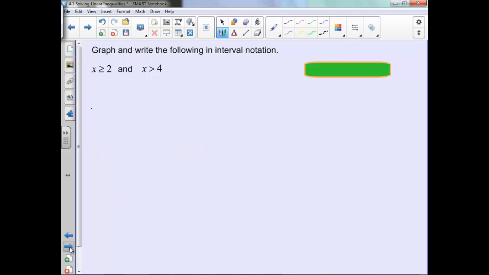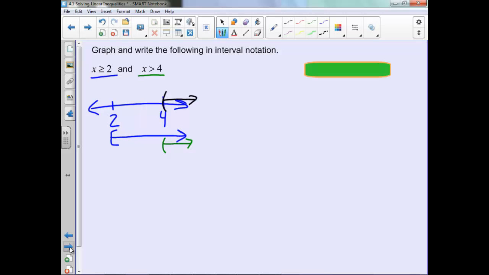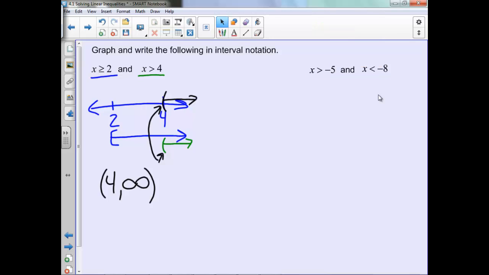Alright, same idea. So let's start by looking at this one. We want greater than or equal to 2. So we're going to go this way. And then this one we also want greater than 4. So my question is, where do we have both lines? The answer to that is we have both lines from 4 onward. Notice 4 is not included here, so that's why it's not included there, because we need where both of them have it. So then in interval notation, we're just going from 4 up to infinity. Same idea once again.